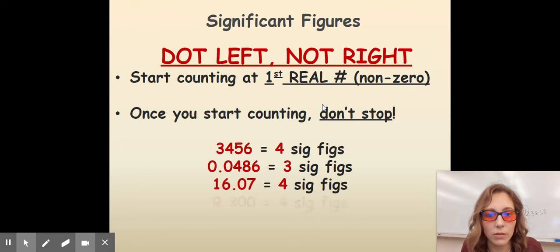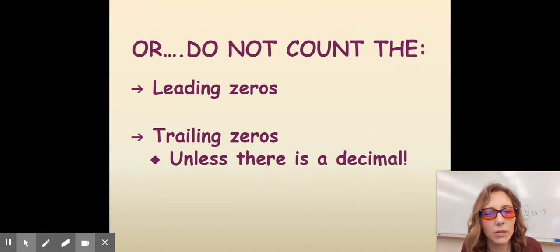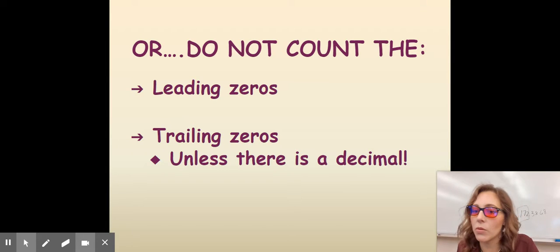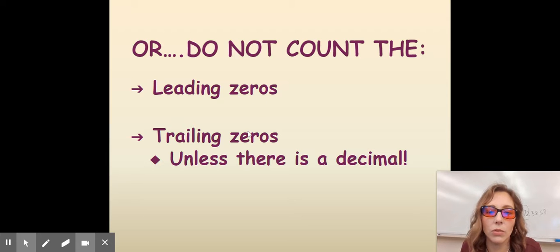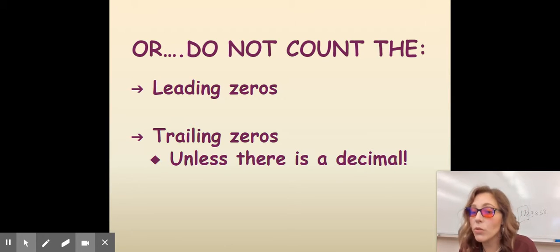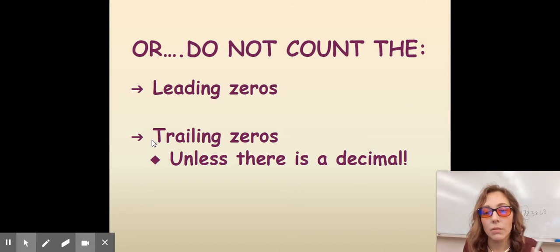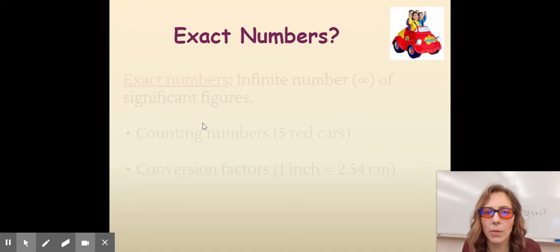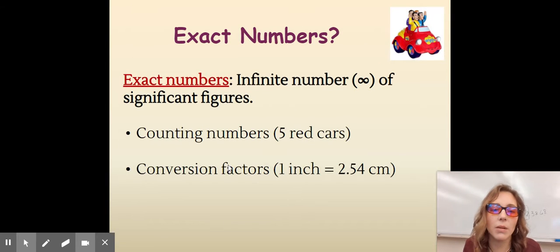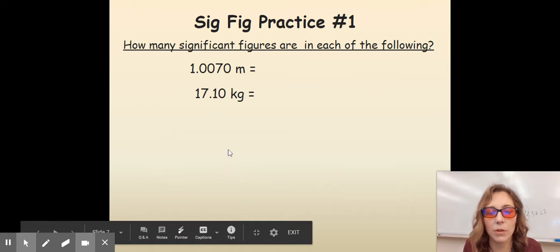So just as a review, I'm going to review the second one. Leading zeros never count. So if it's 0.000 something, those zeros don't count. Trailing zeros don't count unless there is a decimal. So if it's 0.0500, those trailing zeros do count because there was a decimal. I think this one's the easiest one to remember. And then exact numbers are counting numbers, conversion factors, and they have an infinite number of sig figs.